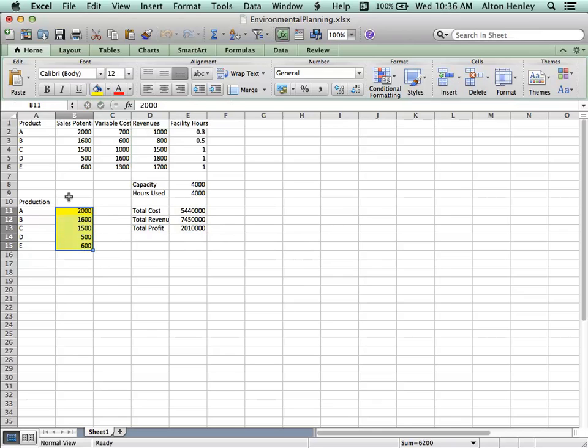But just for the sake of simplicity, we'll say that they all have to be integers, they all have to be positive. Also, I compare my production to my sales potential and said that each level of production has to be less than or equal to the corresponding sales potential. So the production of A has to be less than or equal to 2,000, the production of E has to be less than or equal to 600, and so on. My hours used have to be less than or equal to my capacity. My profit is my goal, and I'm seeking to maximize profit.